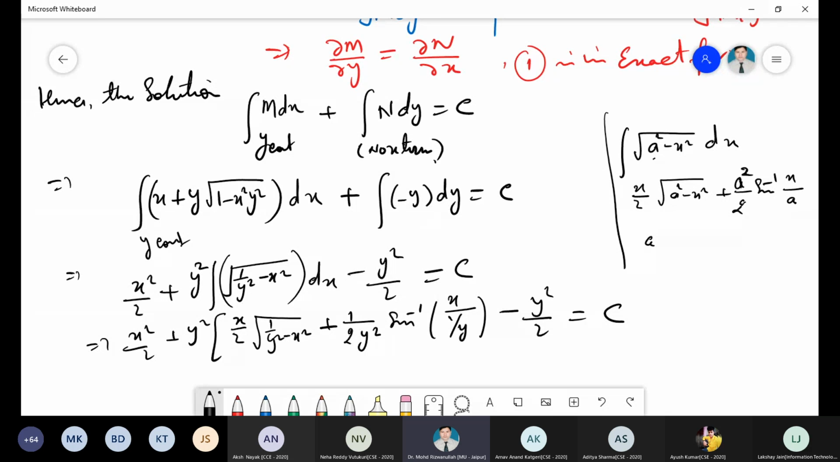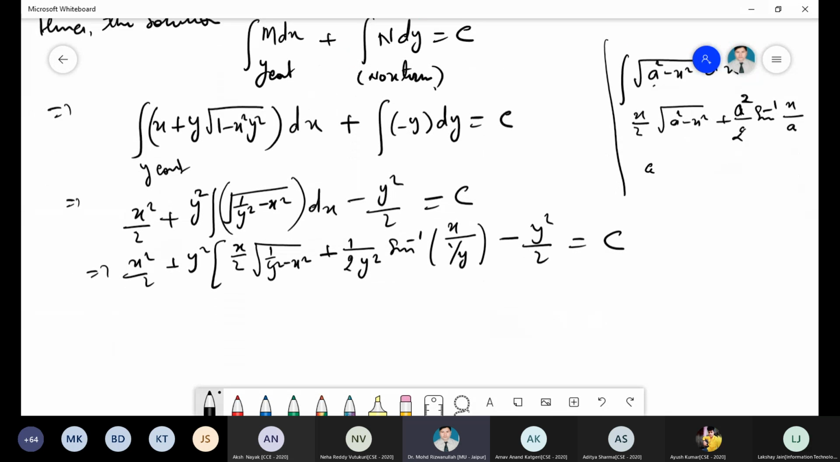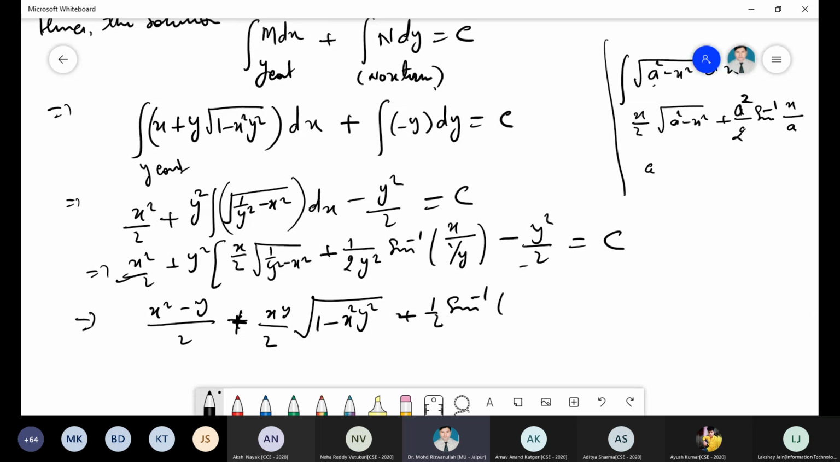Correct now? So when you rearrange this equation, this implies that this will be equal to x square minus y square upon 2, this term, and then plus, taking this as xy, so this will be equal to, you can take it, plus xy upon 2, you check it, square root of 1 minus x square y square, and then plus 1 by 2 sin inverse xy equal to c. This is the answer.